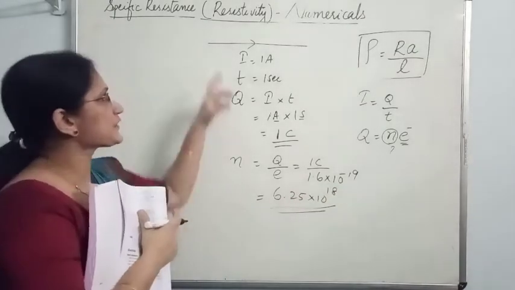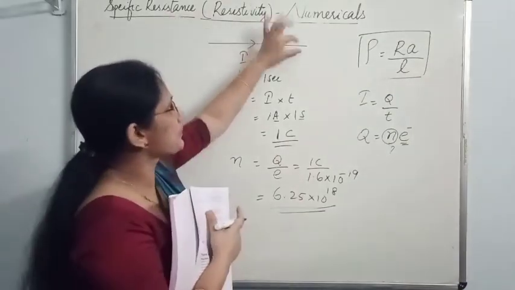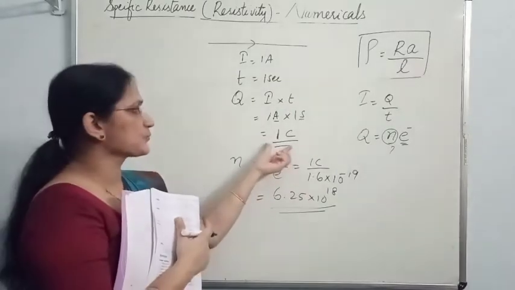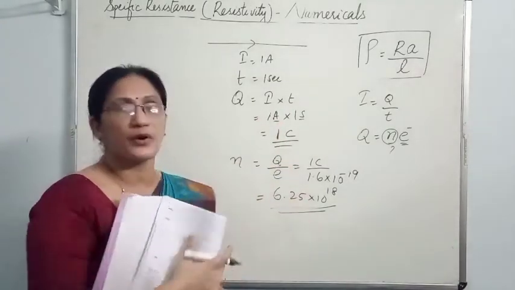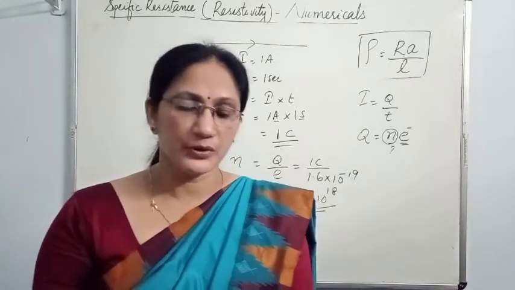So if 6.25 into 10 to the power 18 electrons flow through this wire within 1 second, then we can say 1 coulomb charge is flowing, or you can say 6.25 into 10 to the power 18 electrons are flowing through this wire.